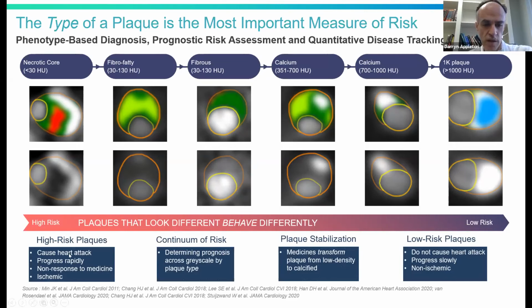High-risk plaques tend to be the ones that cause heart attack. They tend to be ones that progress rapidly. They don't seem to respond quite as well to medicine, and they cause symptoms. They cause even inadequate blood flow. And it's a continuum of risk. And we see plaque stabilization, plaques trying to transition from here to here, is a good thing generally, and medicines can help assist with that, like statin drugs and things.